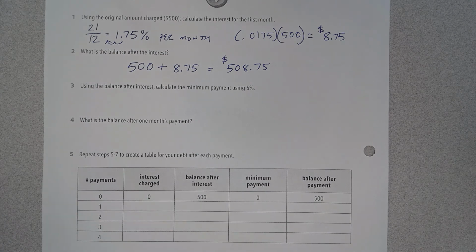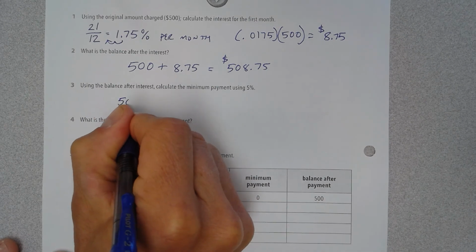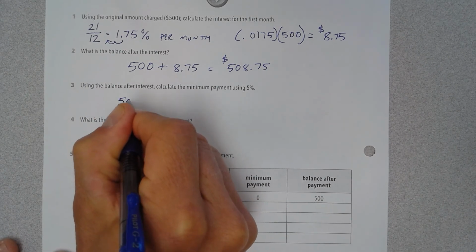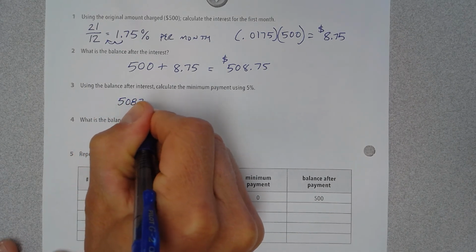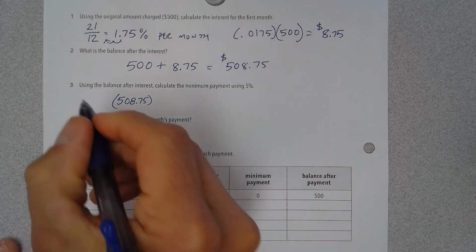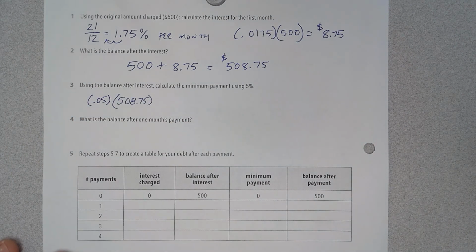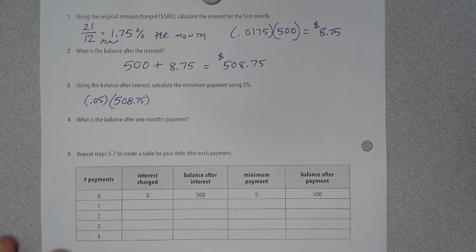So this is something we haven't talked a great deal about, but we are going to assume, because all of these credit cards have a minimum payment, that our minimum payment is going to be 5% of our balance. Right now our balance is $508.75, and we're going to owe a minimum payment of 5% of that. So 0.05. That's how we write 5%, 0.05.